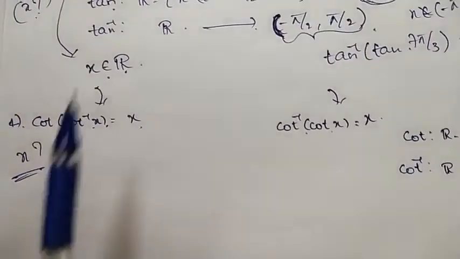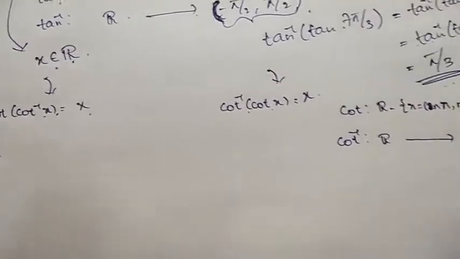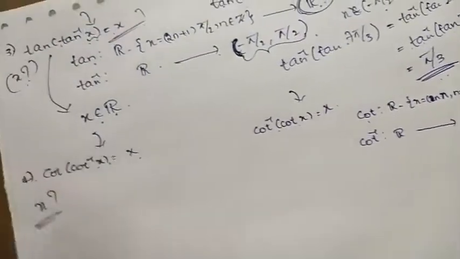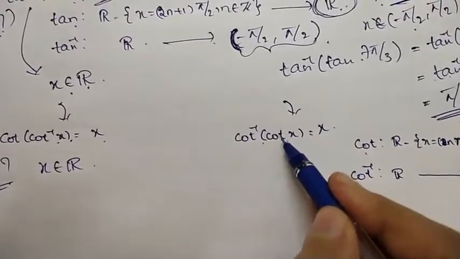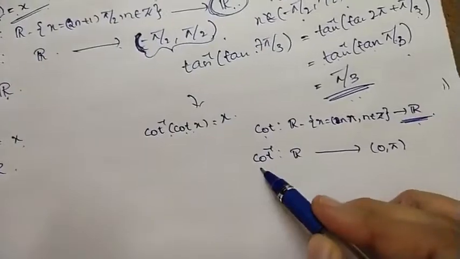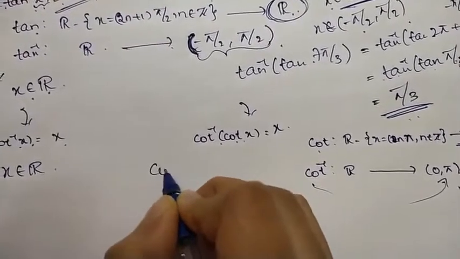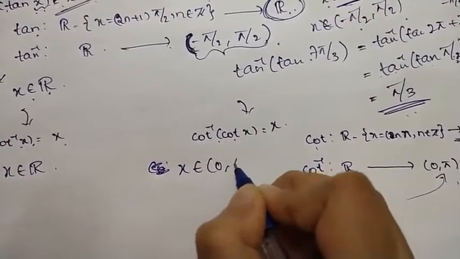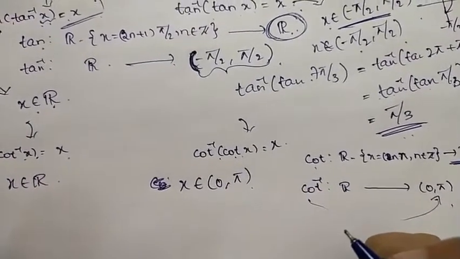Clearly, for cot of cot inverse x, if I take this cot inverse as x, then cot x, where is it going to lie? Cot x is going to lie in the range of the cot function. So clearly here x belongs to the set of real numbers. Then what about the x value here? Cot inverse x, where does it lie? It lies in the range of the cot inverse function, that is the principal value branch. So here x belongs to the open interval 0 to pi.